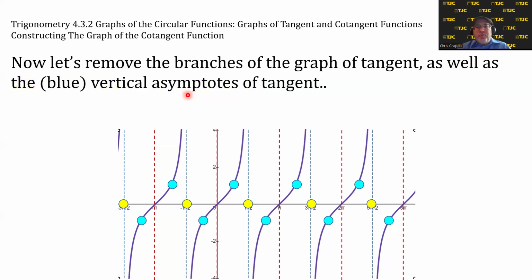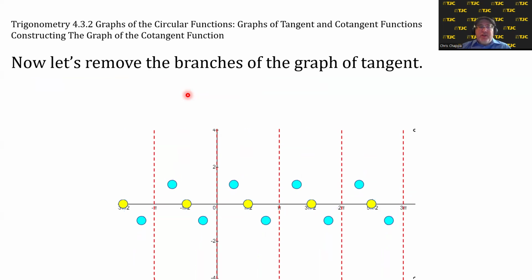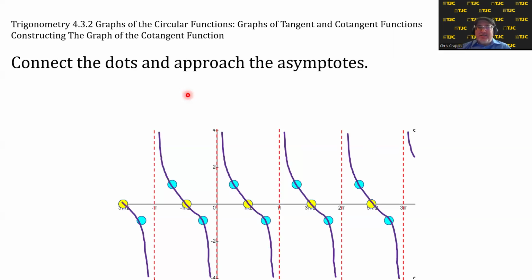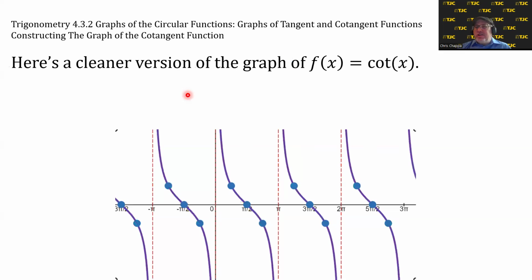Now, let's remove the branches of the graph of tangent in purple, as well as the blue vertical asymptotes of tangent. So goodbye purple, goodbye blue, and now we're left with this. Dots on the graph of cotangent and the vertical asymptotes that separate the branches. I think you can see where this is going. Connect the dots and approach the asymptotes, and we look like this. Here's a cleaner version of the graph of f of x equals cotangent of x.